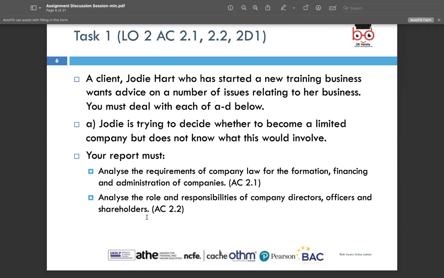Any questions so far? Good. Yeah, that's good. So, you understand, I explained part two, that you can write about different officers like directors, company secretary, chief financial officers, and shareholders. Okay.